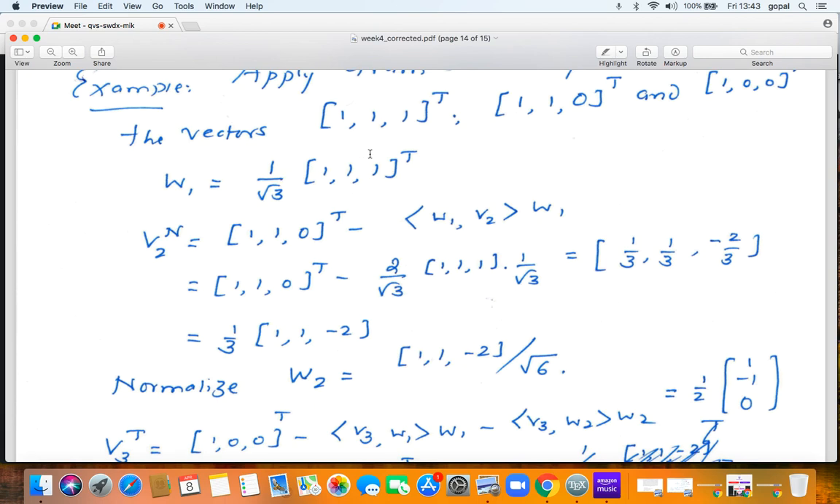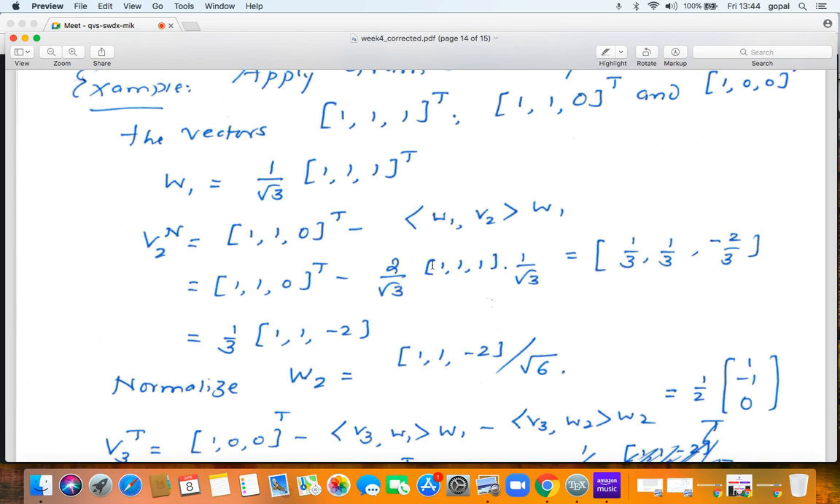When you do that, you're going to get 2 upon root 3. The dot product of these two is going to be 2 upon root 3, and then times W1. W1 is (1, 1, 1) transpose into 1 upon root 3. There should be a transpose here. So 1 upon root 3 times 2 upon root 3 is 2 by 3, times (1, 1, 1) transpose. It's a very trivial typographical error, so when I give you the PDF files, you can make the change yourself.